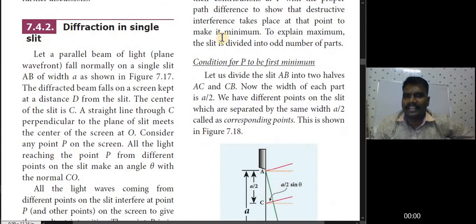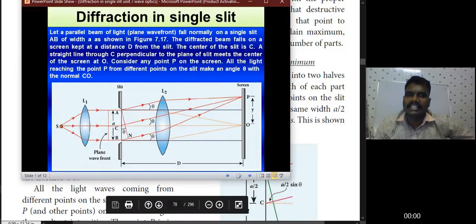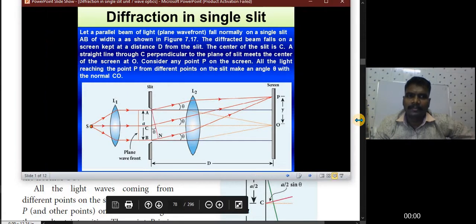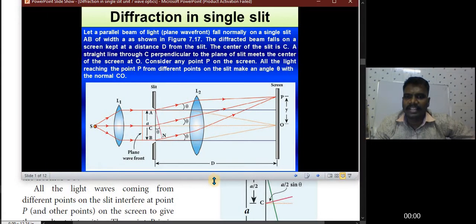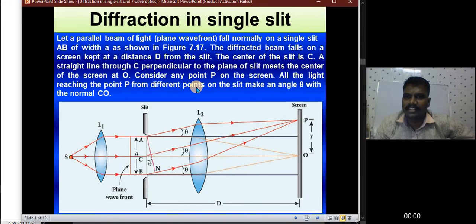Then the next topic is diffraction in single slit. This is a very important 5-mark question, children. Please note it down. Listen carefully. Let a parallel beam of light, a plane wavefront, fall normally on a single slit AB of width a, as shown in this figure.